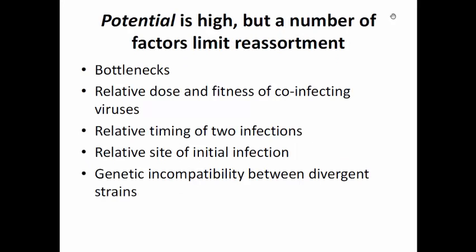Okay, so I've shown you that the potential for reassortment is high. I now want to tell you that a number of factors can limit reassortment levels. And these include bottlenecks at transmission or infection that would limit the genetic diversity within a host, the relative dose and fitness of co-infecting viruses, the relative timing of the 2 infections, the site of initial infection, and importantly, genetic incompatibility between divergent viruses. So I'm not going to talk about this last point because we're sticking with this wild-type VAR system to get quantitative data, but I include it because it is very important.